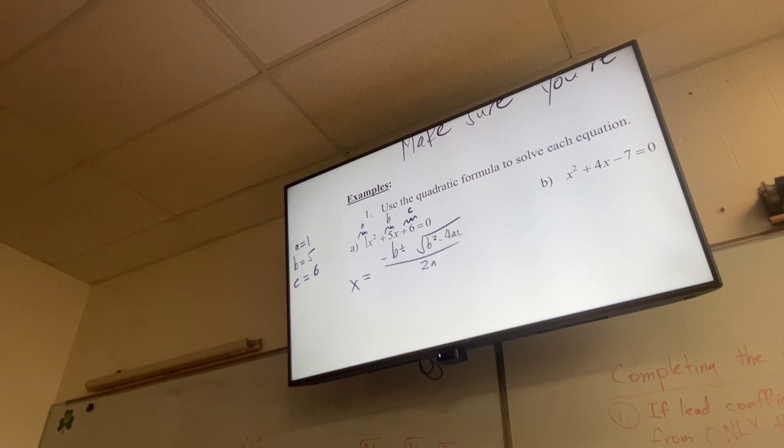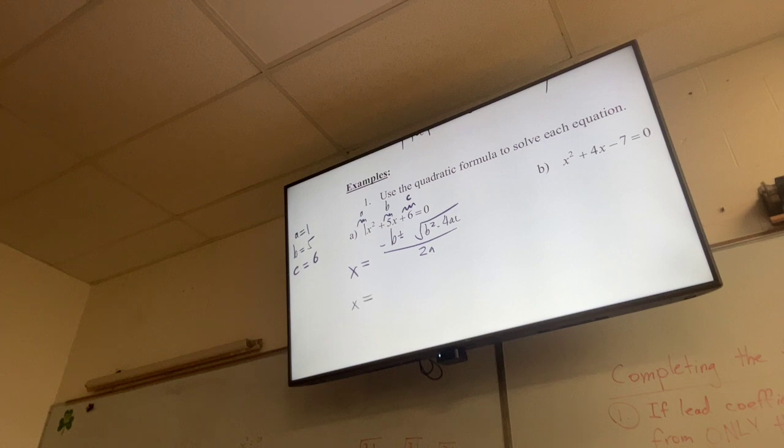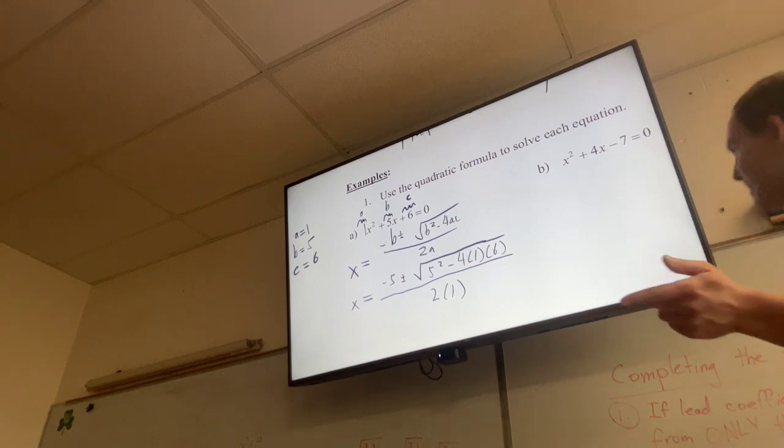So x equals the opposite of b. Here my b is positive 5. The opposite of positive 5 is negative 5, plus or minus the square root of 5 squared minus 4 times 1 times 6, all over 2 times 1. So I'm just plugging numbers in. I just plugged in what my values for a, b, and c are in this problem.